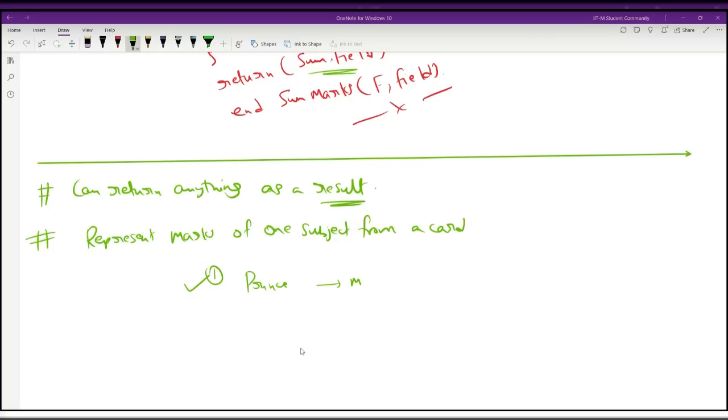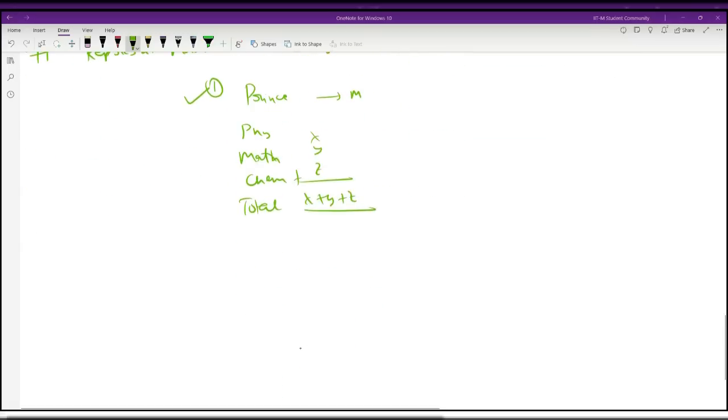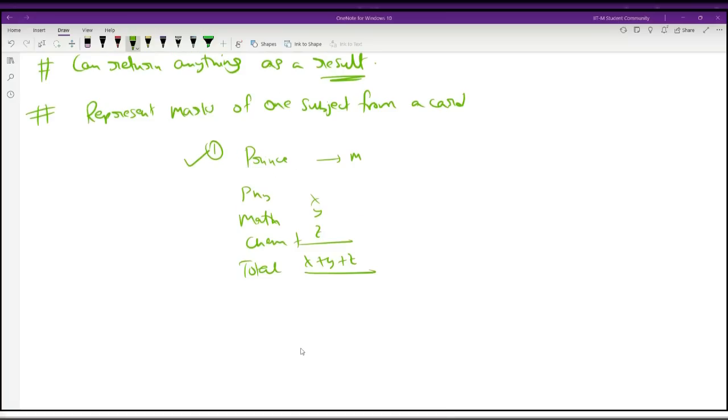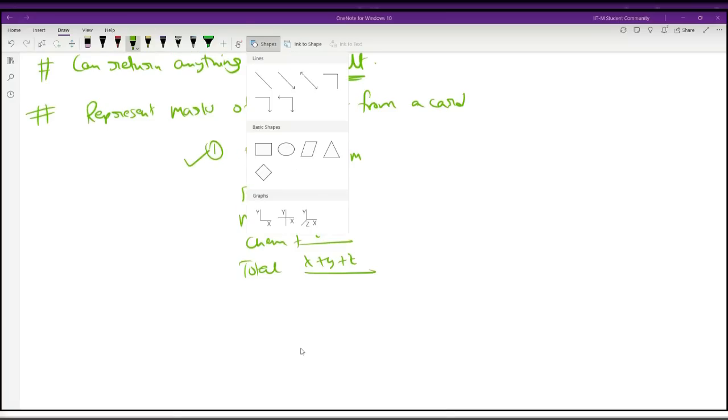Now, what is present inside the card? Inside a card, there are physics marks, math marks, and chemistry marks, right? And thereafter we have total, which is equal to this. We add up, let us say x, y, z, x plus y plus z. These are the total marks. So this is the card of Prince.